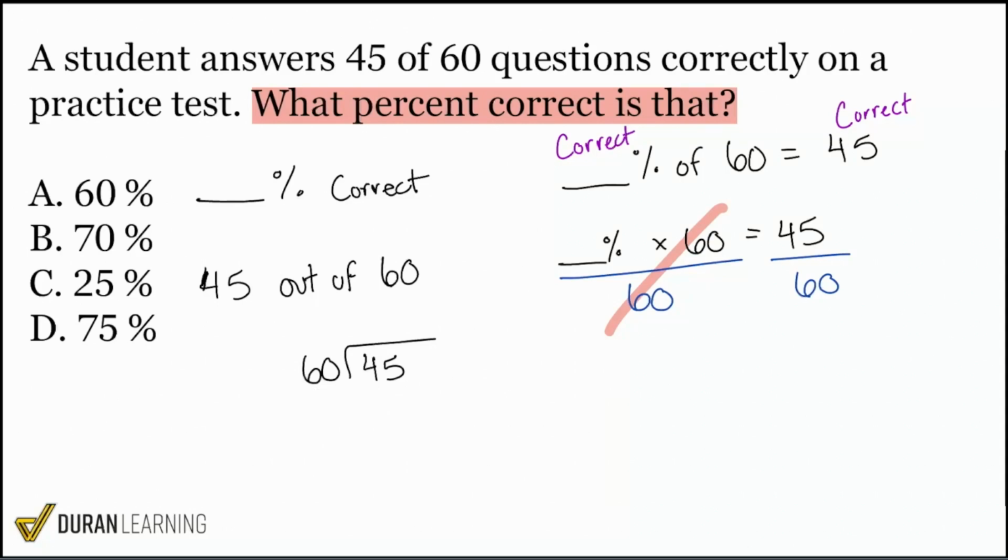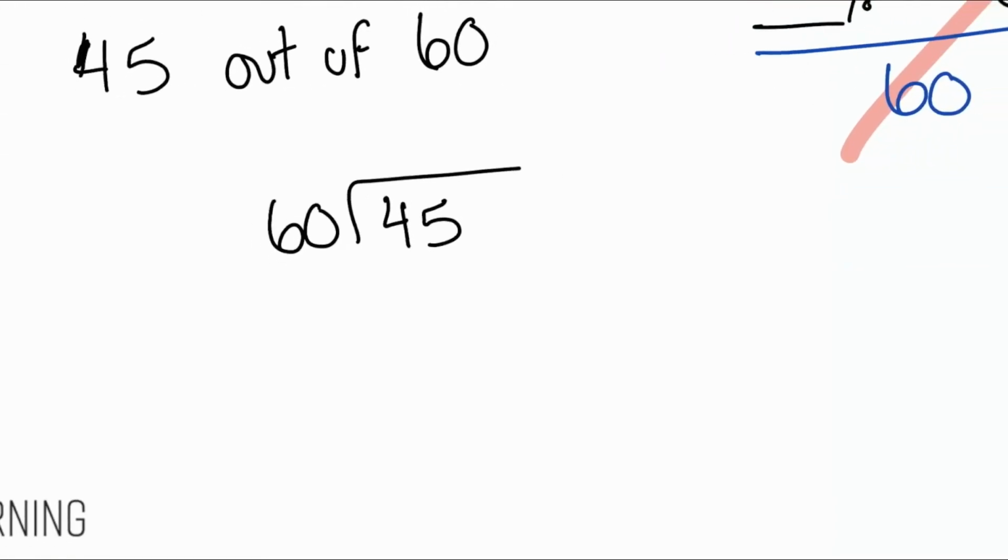It doesn't. So now that we're here, this might be a little confusing, right? This might be a little like, what? What's going on? Don't worry. We're going to place a decimal. We're going to put a 0, and we're going to continue. Everyone, how many times does 60 go into 450? 7 times. Let's write that out.